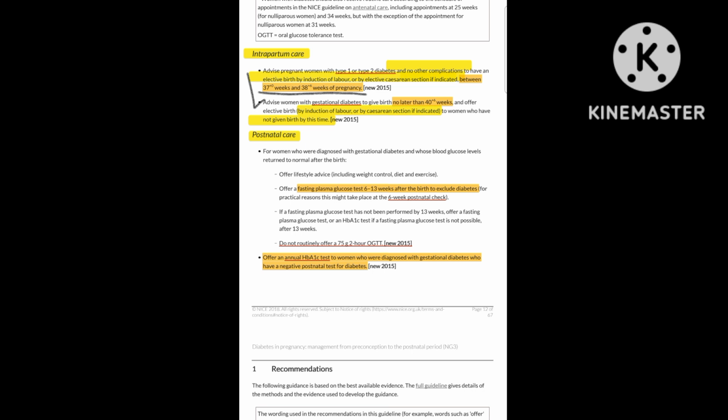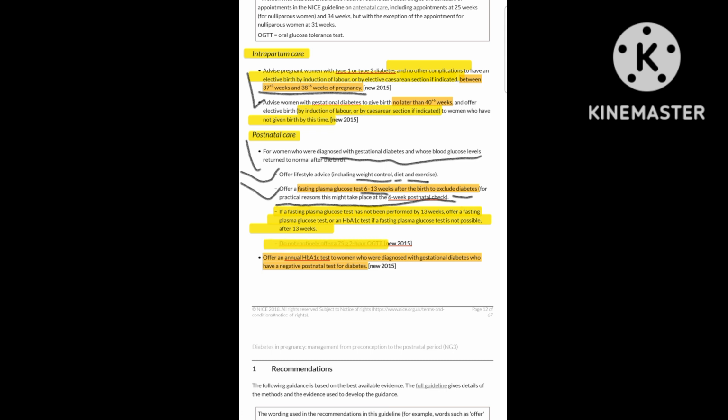Postnatal care for women who were diagnosed with gestational diabetes and whose blood glucose levels returned to normal after the birth: offer lifestyle advice, weight control, diet, exercise, and offer a fasting plasma glucose at 6 to 13 weeks after the birth to exclude diabetes. For practical reasons, this might take place at the 6 weeks postnatal checkup. If the fasting plasma glucose has not been performed by 13 weeks, offer a fasting plasma glucose test, or an HbA1c test if the fasting plasma glucose test is not possible after 13 weeks.